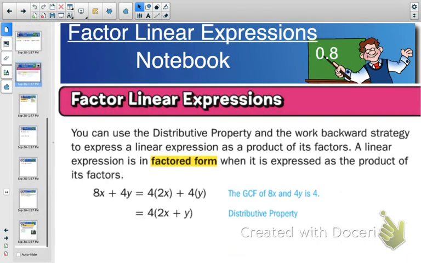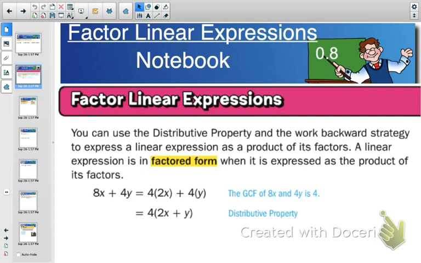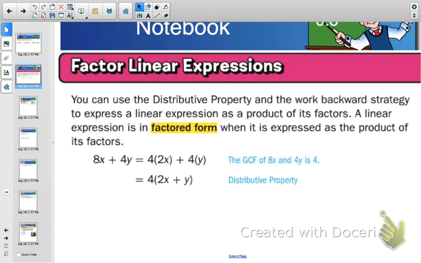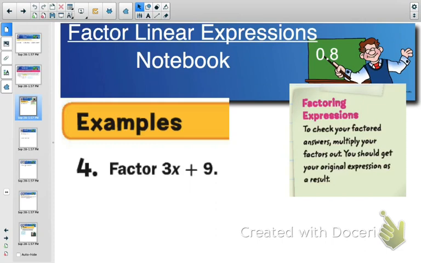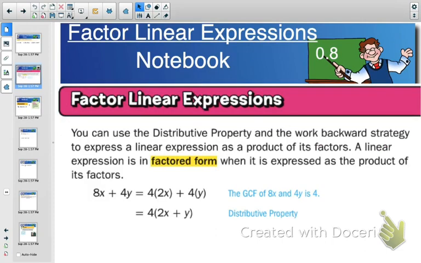Now if we factor a linear expression, you can use the distributive property and the work backward strategy to factor a linear expression as a product of its factors. A linear expression is in factored form when it is expressed as the product of its factors. So basically to factor this, we have to pull out the GCF of both of these terms here. So are we going to do that next? No, we're not. Okay, so we'll do it here.